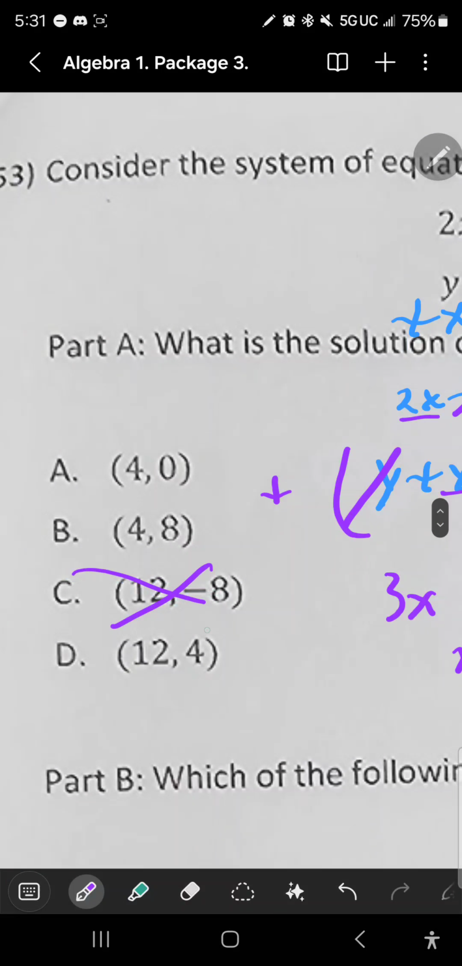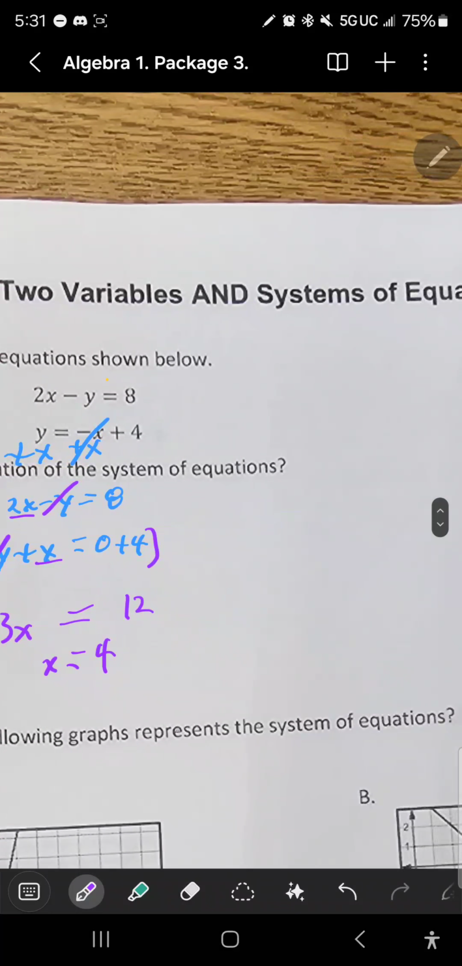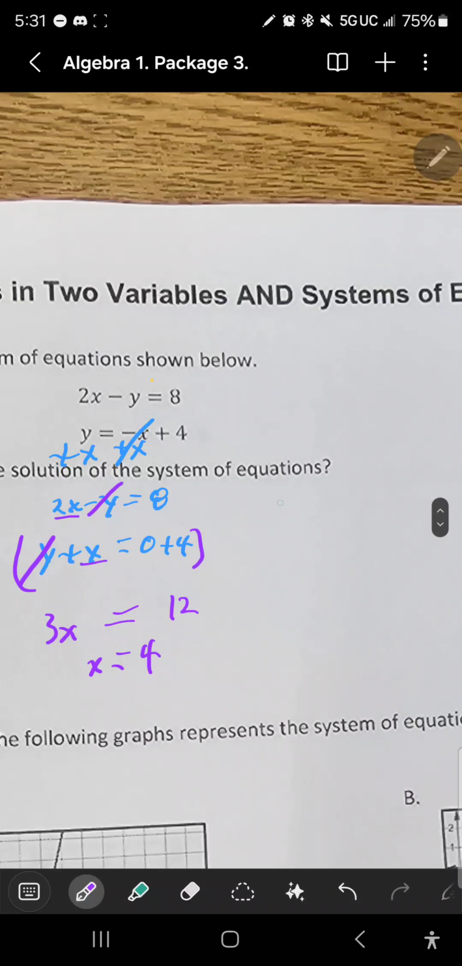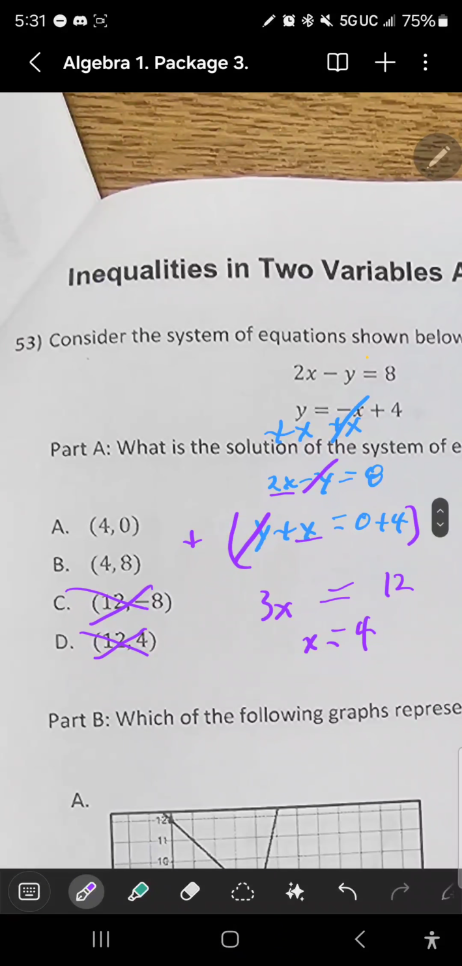Okay, if x equal 4, this is not the answer and this is not the answer. We're looking now for either A or B. So I'm going to take either of the two equations, like y, I'm going to take the bottom one. So y equal negative x plus 4. I know that x is 4, so y equal negative 4 plus 4. And negative 4 plus 4 is 0, so y equals 0. And our answer is A.